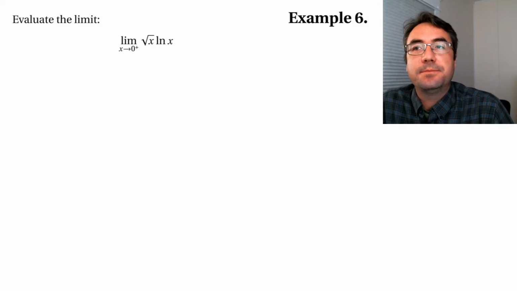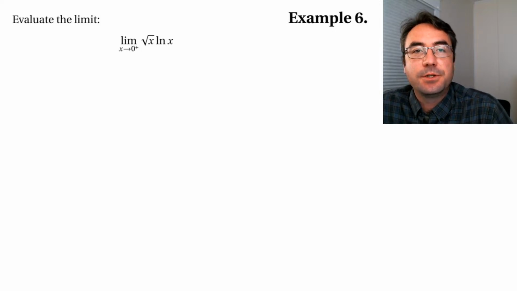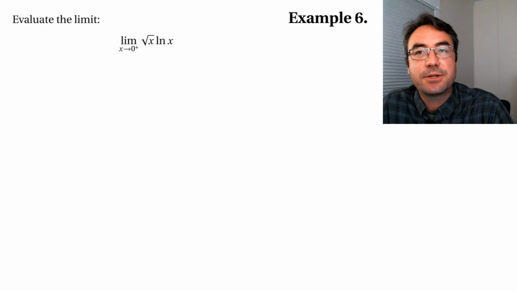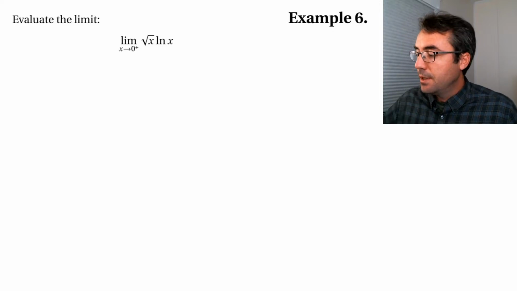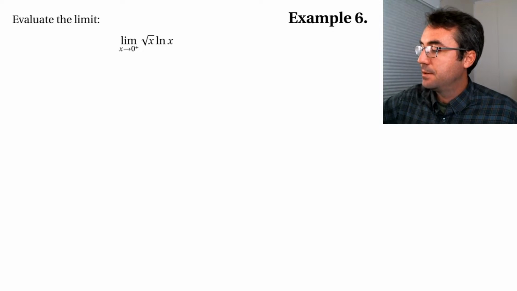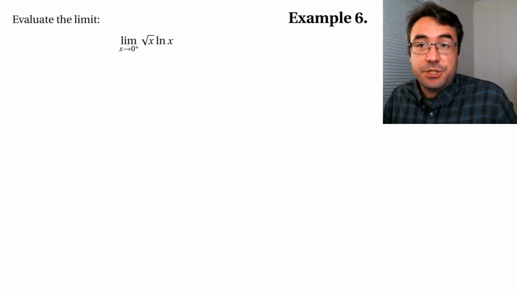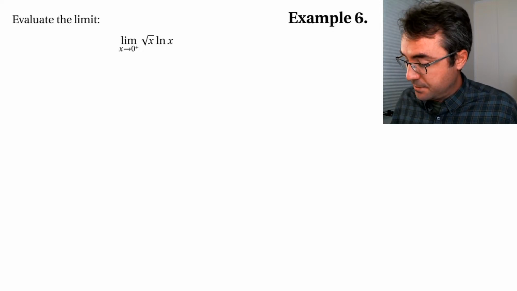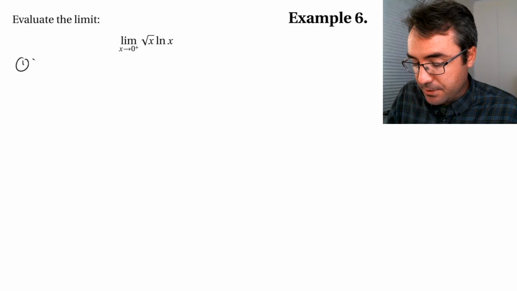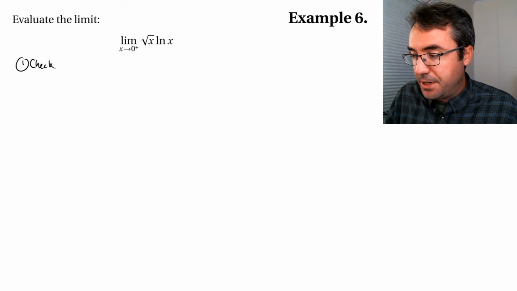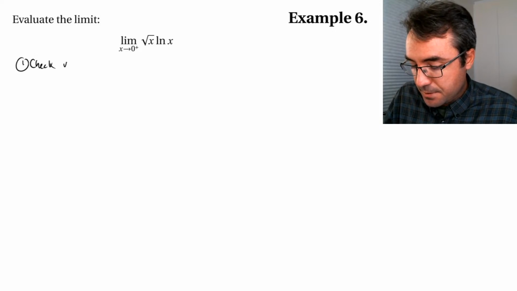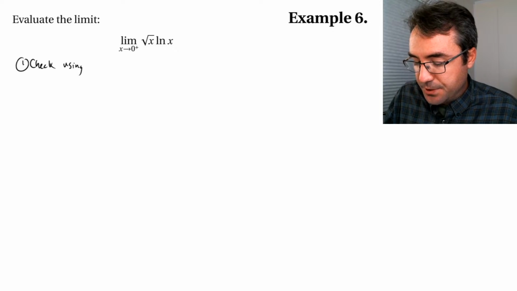So let's try it out in example 6. We're going to do the limit of square root x times natural log x as x approaches 0 from the right. And let's just check to see what's happening here. So that's always our first step. Just check to see what's happening. Look at the limit of each of the pieces. So we're going to check using our product limit law.